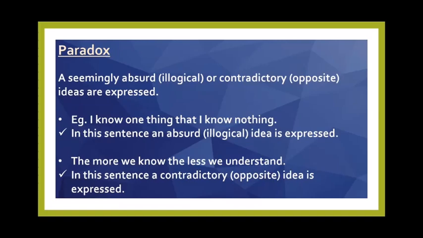Next is paradox. Paradox is a seemingly absurd statement. Absurd means illogical or contradictory, that is opposite ideas are expressed in the sentence. Example, I know one thing, that I know nothing. So just by reading the sentence itself, you might have seen that it is illogical or it does not make any sense. So in this sentence, an absurd or illogical idea is expressed. So that is why it is a paradox.